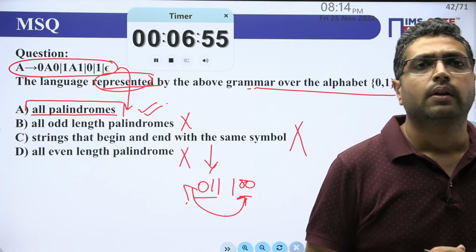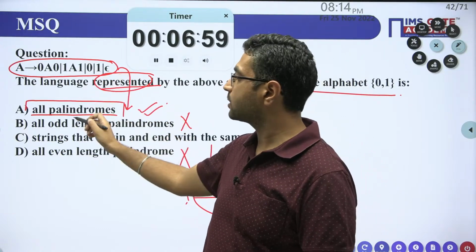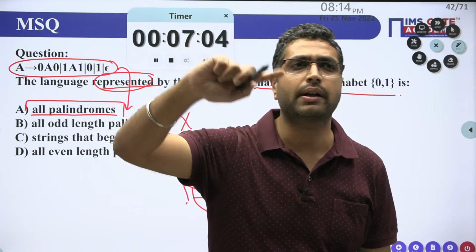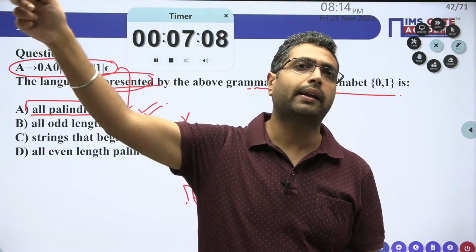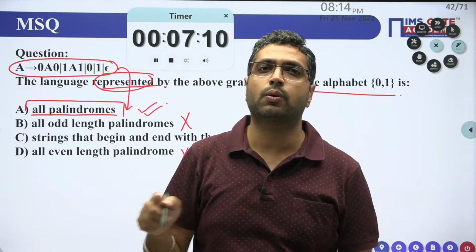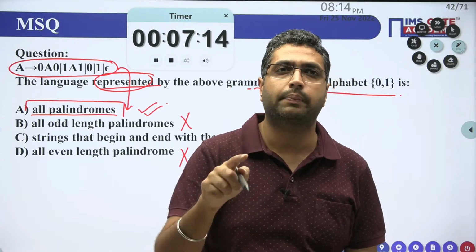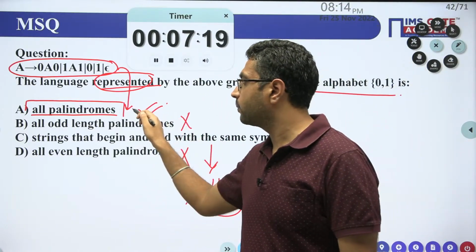Okay, so yes, B and D also. Again, it just does not represent. When we say the grammar represents the language, this grammar is representing the language, all the palindromes, not just even length palindromes or not just odd length palindromes. Representation means all the strings in the language should be accepted and all the strings not in the language should be rejected. So the language is all the palindromes.